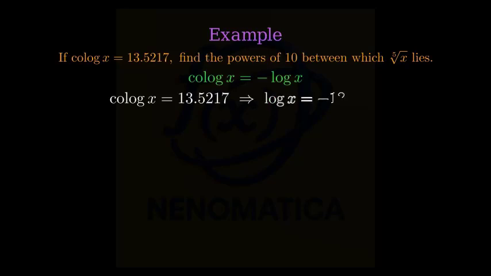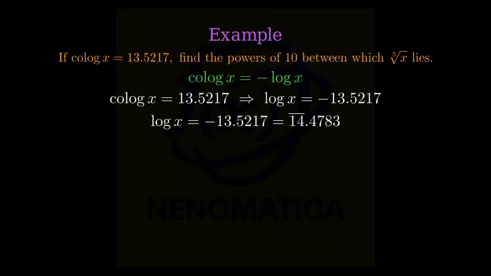So if colog x equals 13.5217, then log x equals negative 13.5217. Using bar notation for the negative characteristic, that's log x equals bar 14.4783. Step 2. The mantissa is between 0 and 1, so with a characteristic of negative 14, we have 10 to the power negative 14 less than x less than 10 to the power negative 13.